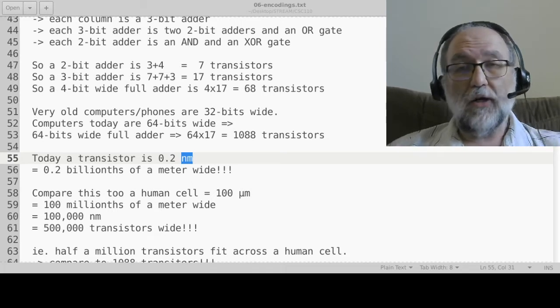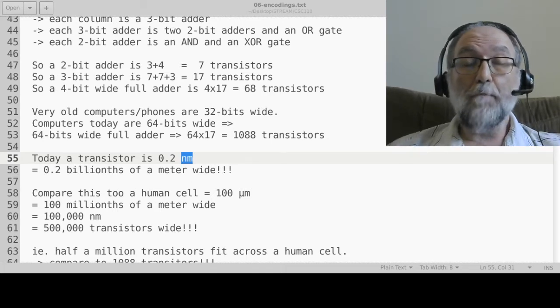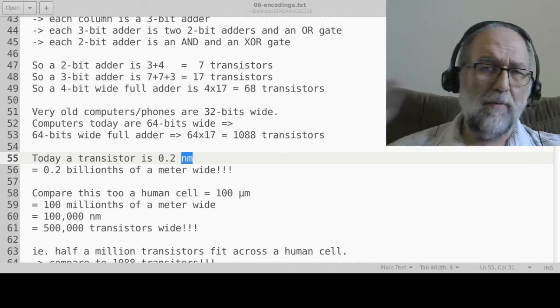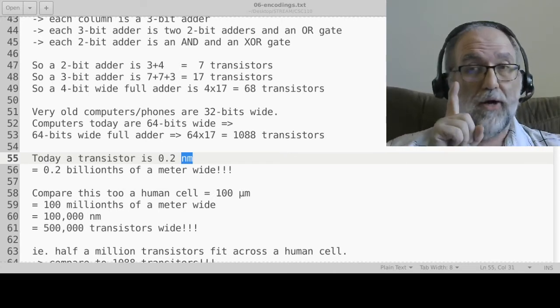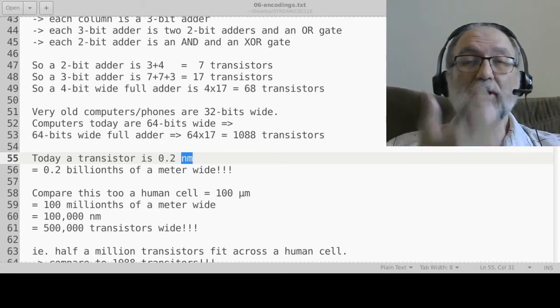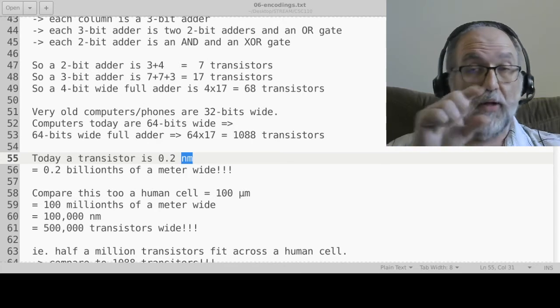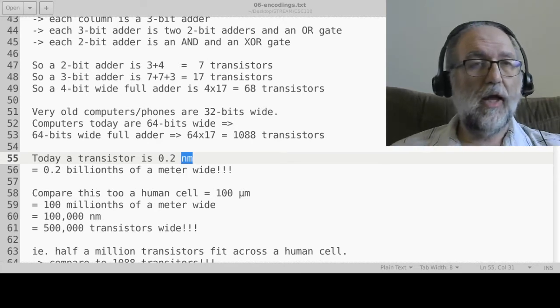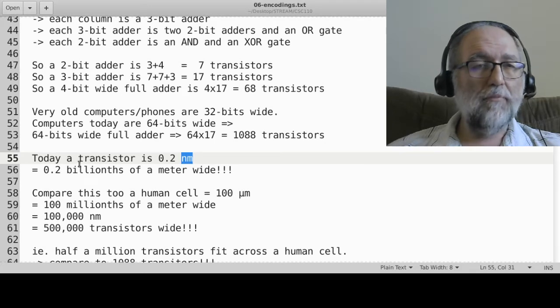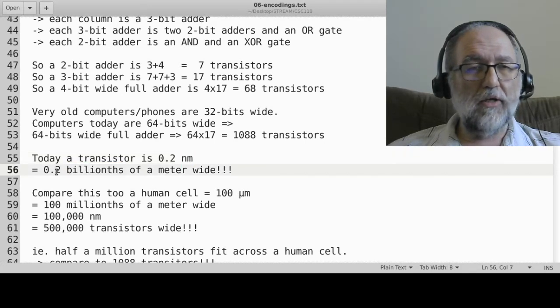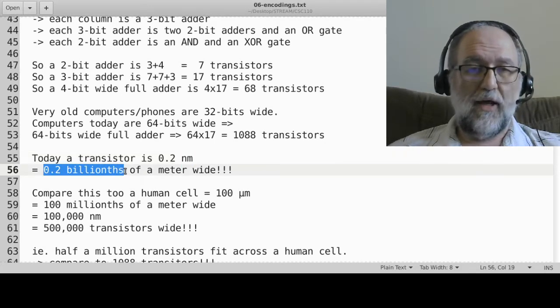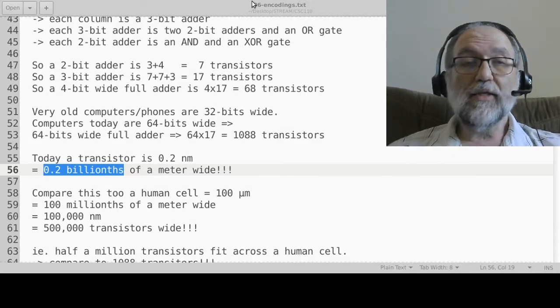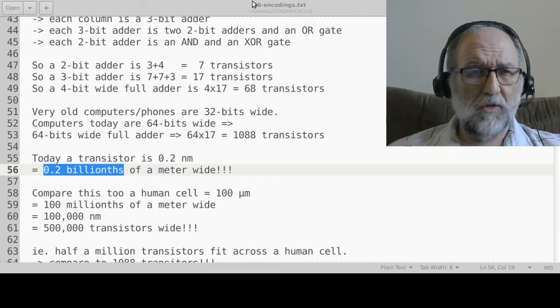But just imagine a meter, 3 feet, okay? And a billionth of a meter, just divide this thing up into a billion pieces. That's 1 nanometer. 1 nanometer is a billionth of a meter, okay? A billionth is like a 1 followed by 9 zeros, okay? So, 0.2 nanometers is like 0.2 billionths of a meter wide. This is absolutely tiny. In fact, it's so small, it's really hard for us to imagine how small it is.